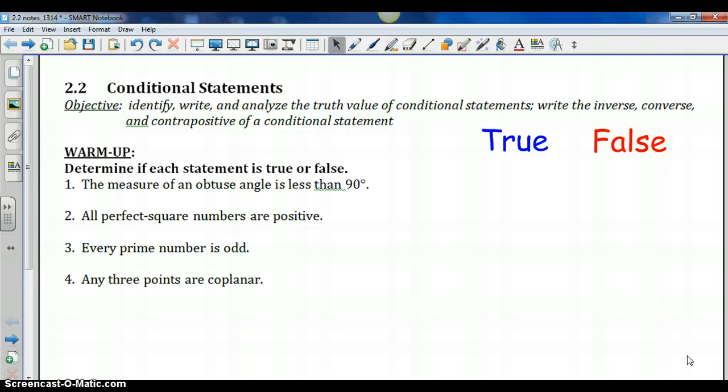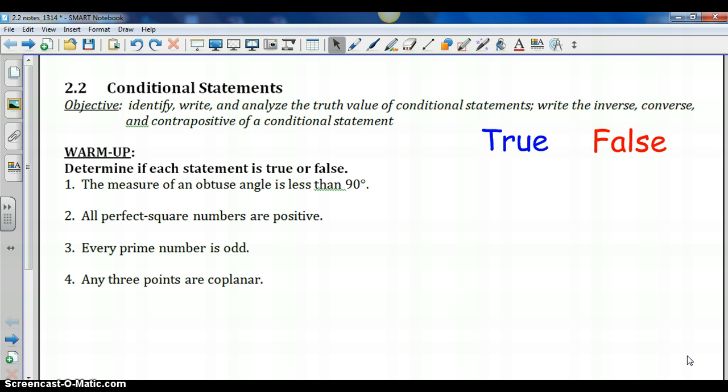Hello, welcome to Lesson 2.2, Conditional Statements. Today's objective will be to identify, write, and analyze the truth value of conditional statements and to write the inverse, converse, and contrapositive of a conditional statement. We will learn what all these terms mean throughout the lesson.